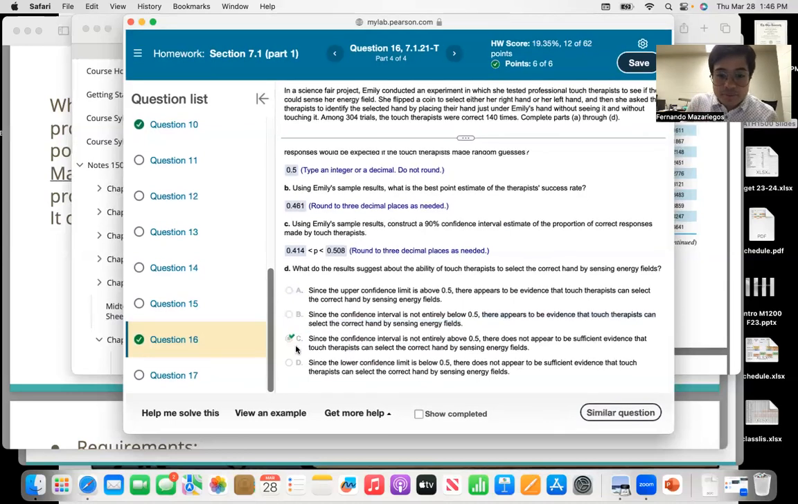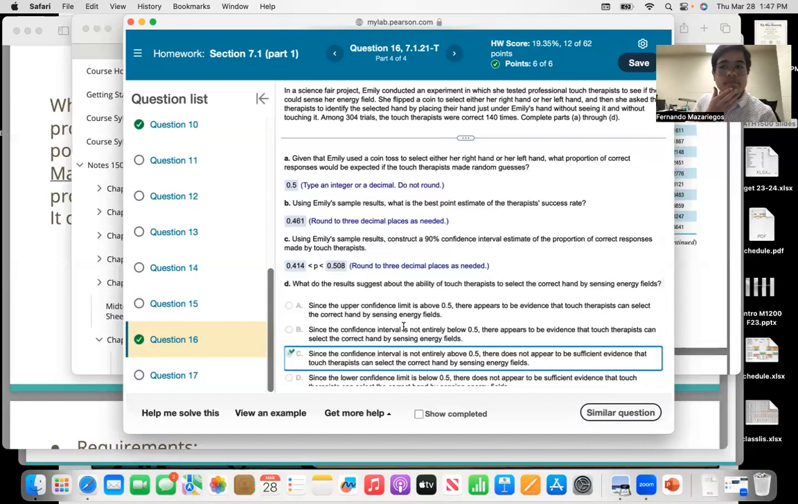So notice the difference between C and D. C is talking about the interval itself. So the upper limit of that interval is not completely below it. So there is not sufficient evidence. What D is saying is only comparing the lower limit. So if the lower limit is below 0.5, it's kind of like the same as if the upper limit is above 0.5. Like it doesn't really tell us anything.